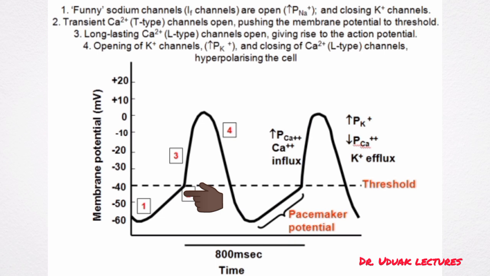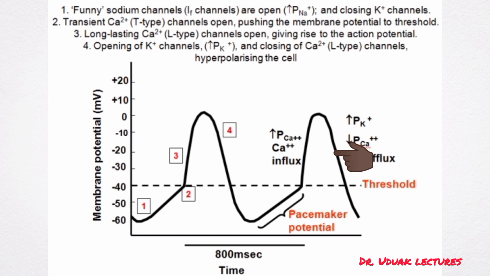Therefore, the initial part of the pacemaker potential is due to the slow influx of sodium ions, and the later part is due to the slow influx of calcium ions. When the negativity is decreased to -40 millivolts, which is the threshold level, the action potential starts with rapid depolarization. The depolarization occurs because of the influx of more calcium ions. Now, unlike in other tissues, the depolarization in the SA node is mainly due to the influx of calcium ions rather than sodium ions. After the rapid depolarization, the repolarization starts.